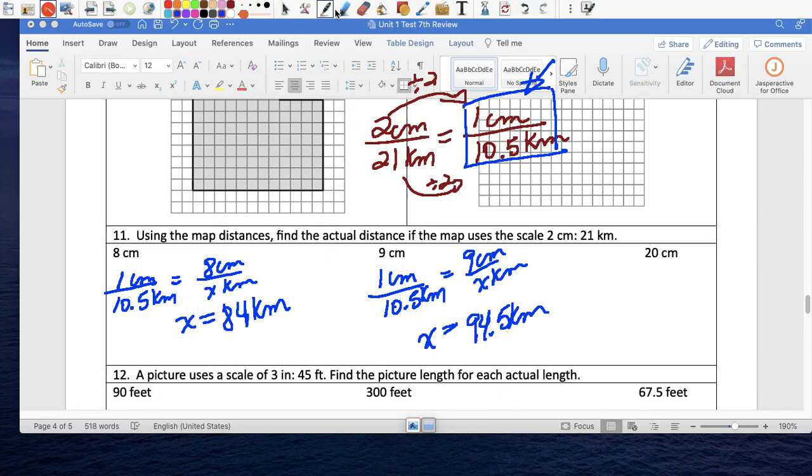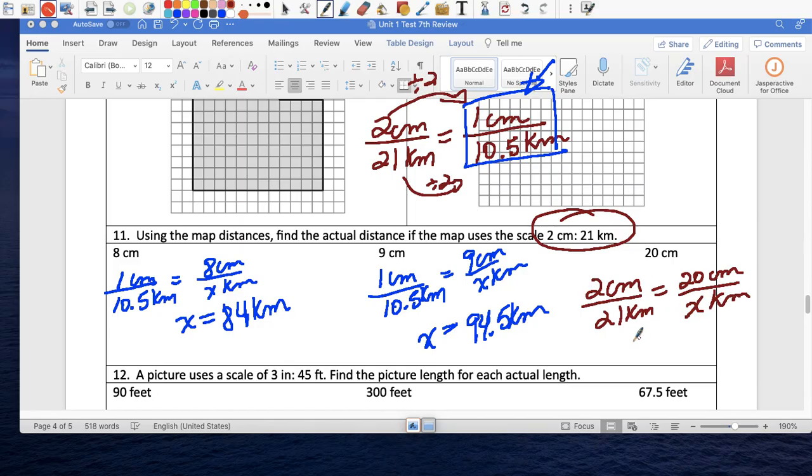And just because we can, for the last one, I'll actually use the original scale. 2 centimeters is 21 kilometers. What would 20 centimeters be in real life? So x kilometers, cross multiply, 2 times x is 2x. 21 times 20 is 420. Divide by 2, divide by 2, x equals 210.